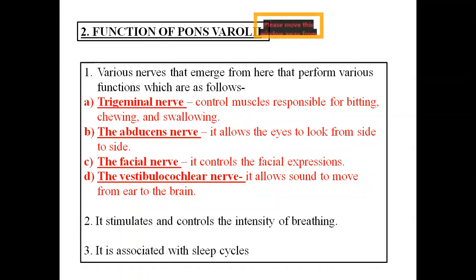Another nerve which emerges from here is the abducens nerve. Now it allows the eyes to look from side to side. That means the rotation of your eyeball from right to left and left to right, or whatever you desire, to see objects around you. It is entirely coordinated by the pons varolii via the abducens nerve.